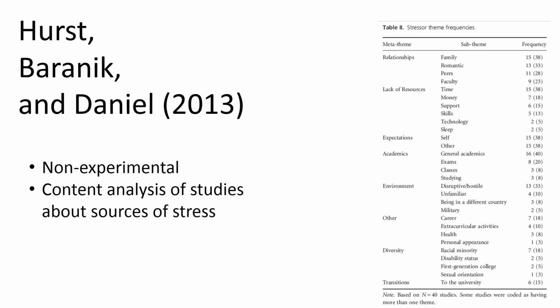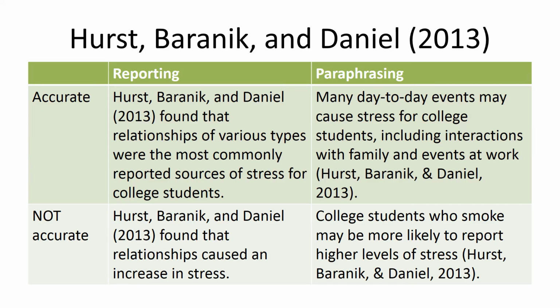The second article I use in the examples, by Hurst, Baranik, and Daniel, is even more helpful for thinking about what we can and can't say in the different structures given the design of the study. This is the study that compiled the results of other studies about sources of stress in college students to increase our understanding of the sources of stress. This study includes findings about several sources of stress, so we could accurately report on the results in a number of ways. The information in the top row of this slide is just one example.